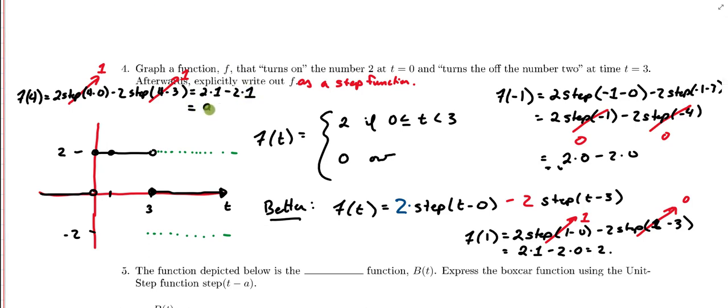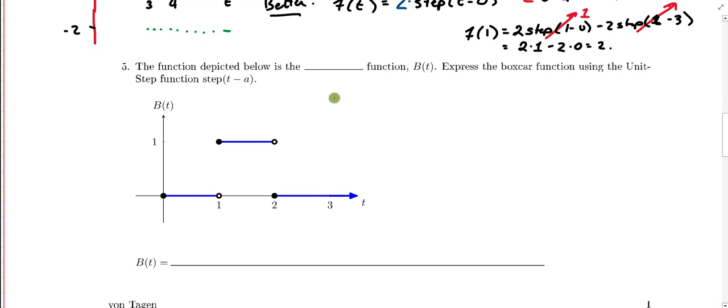which gives us 0. So at time t equals 4, even though the first step function is turned on, the second function is now also turned on, and we've had it broadcasting a negative 2, so they counteract one another, and we're back to a value of 0. Okay, let's try that again.